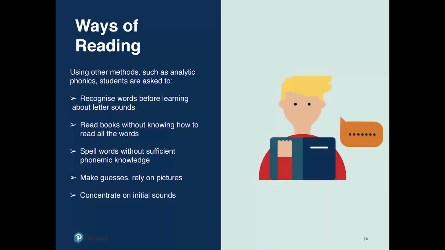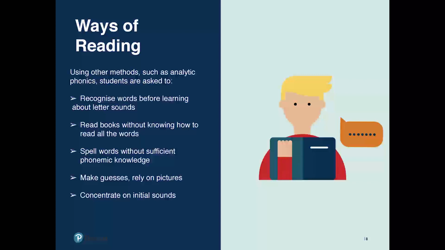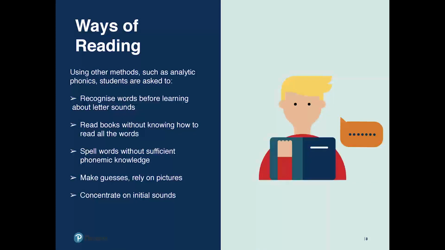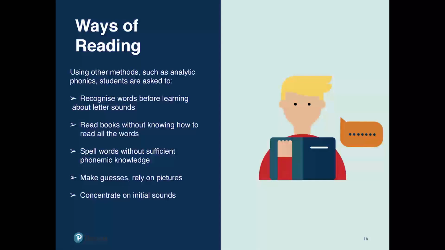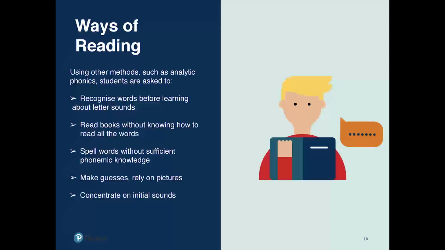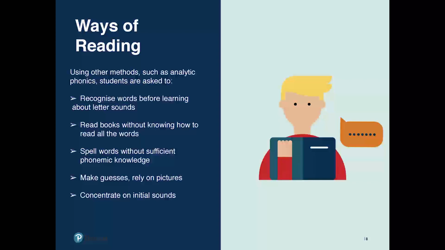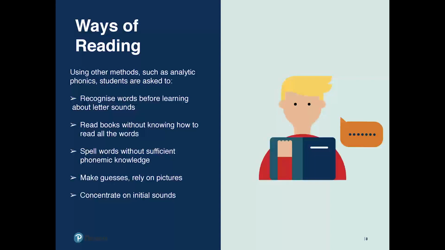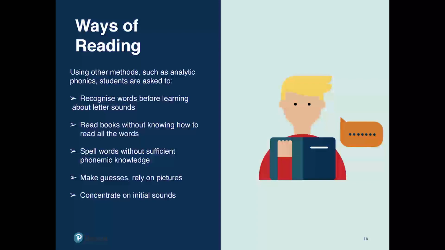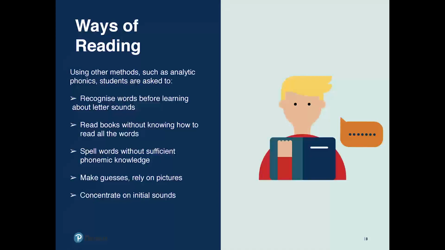They might be asked to read books without actually knowing how to read all the words, which can be very frustrating. They might be asked with other ways, such as analytic, to spell words without having sufficient phonemic knowledge. They might be asked or encouraged to make guesses, to rely on pictures, or just to concentrate on initial sounds, which is quite a dangerous road to go down. So children clearly do need a repertoire of reading skills, and I am not saying that any of these other methods are wrong. Of course, I'm not saying that. What I am saying is that we are doing students a massive disservice if we omit the synthetic principle.